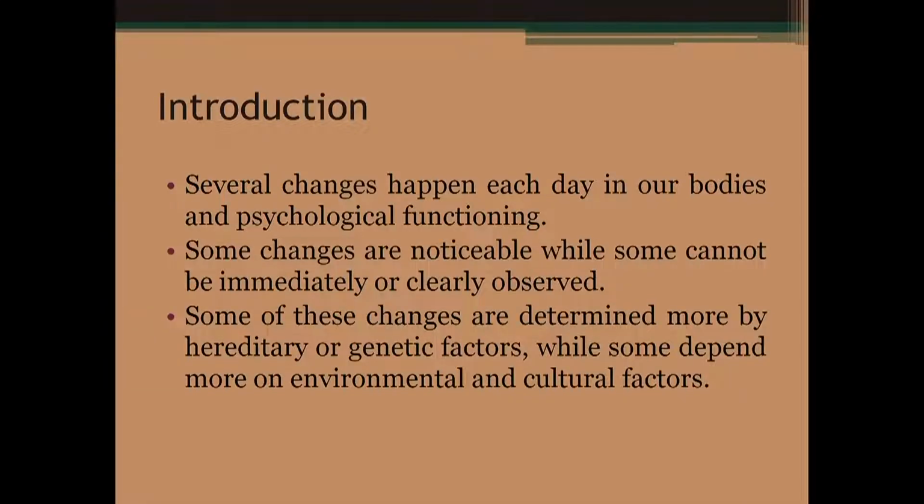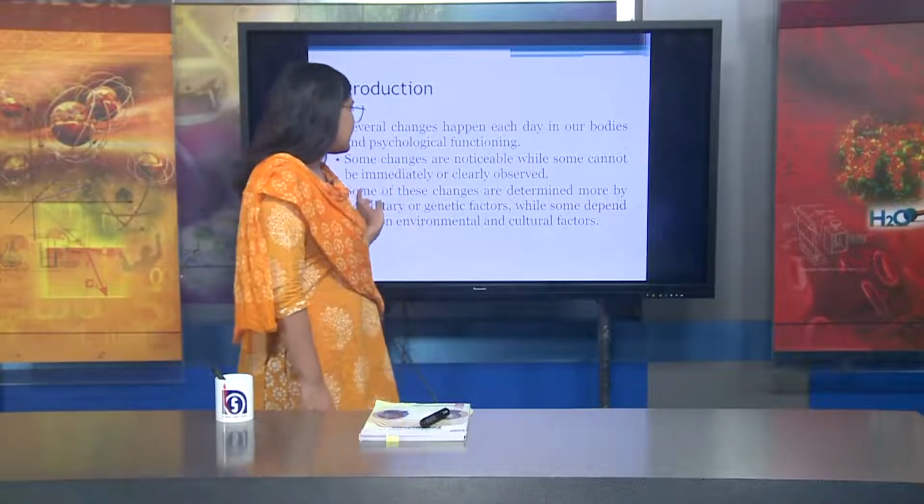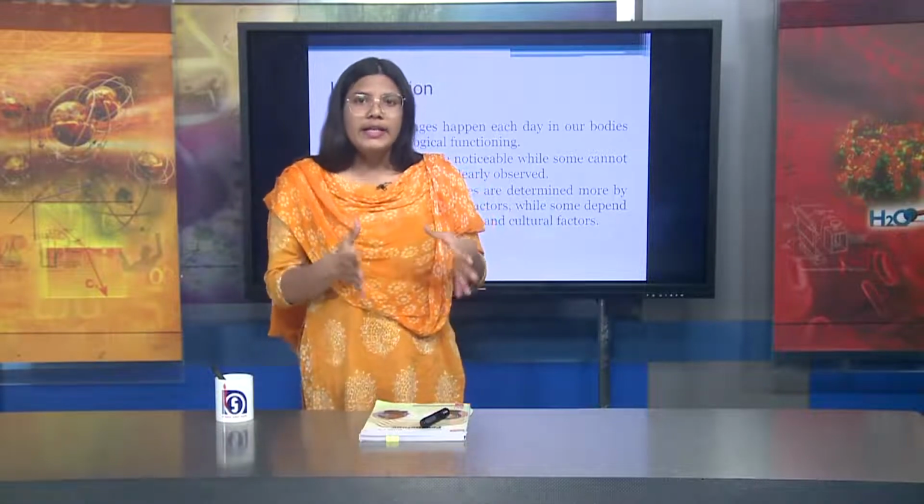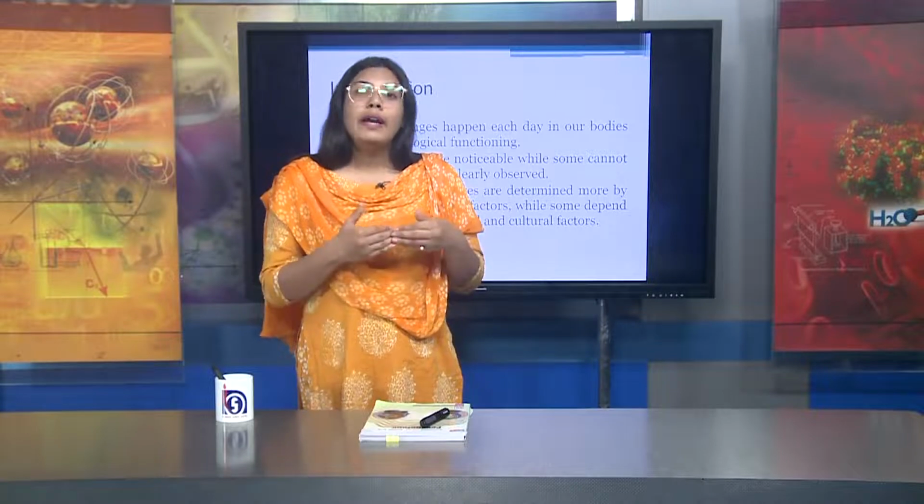Next, it says that some of these changes are determined more by hereditary or genetic factors, while some depend more on environmental and cultural factors. So here it says that some of the changes that are occurring are due to the genetics of a person, the heredity that a person has got from their ancestors, and some changes are based on the environment, the culture they are developing in. The growth is happening in an environment, in a society, and this society and environment will also influence the development of a person.